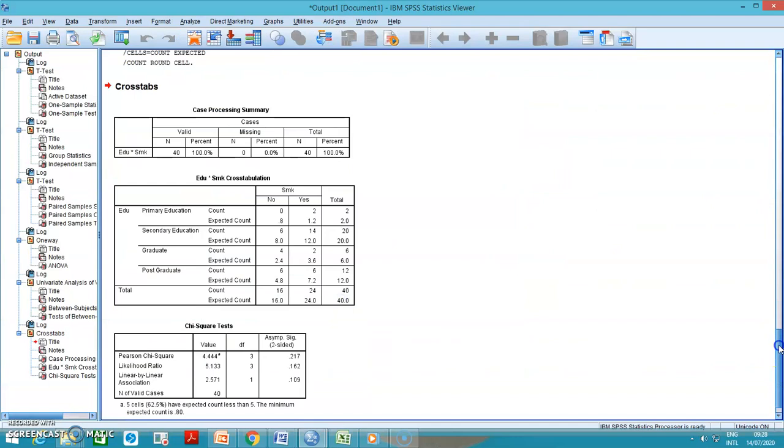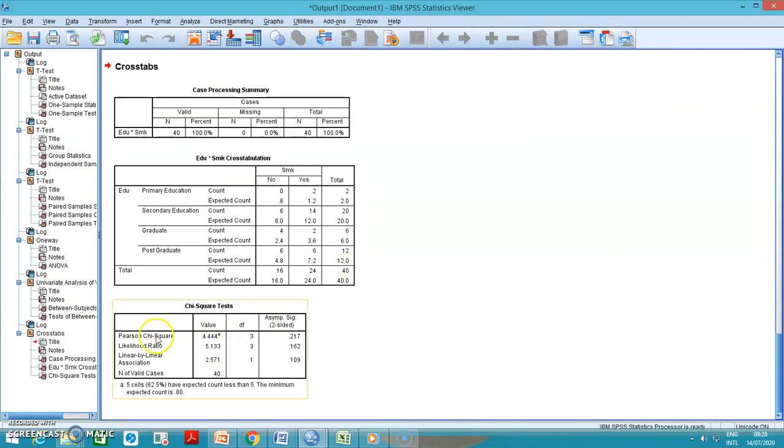An output gets generated. Pearson's chi-square value seems to be 4.443 at 3 degrees of freedom. The p-value is 0.217. So our hypothesis got accepted. That means the null hypothesis we have framed, that smoking and literacy are independent, is accepted.